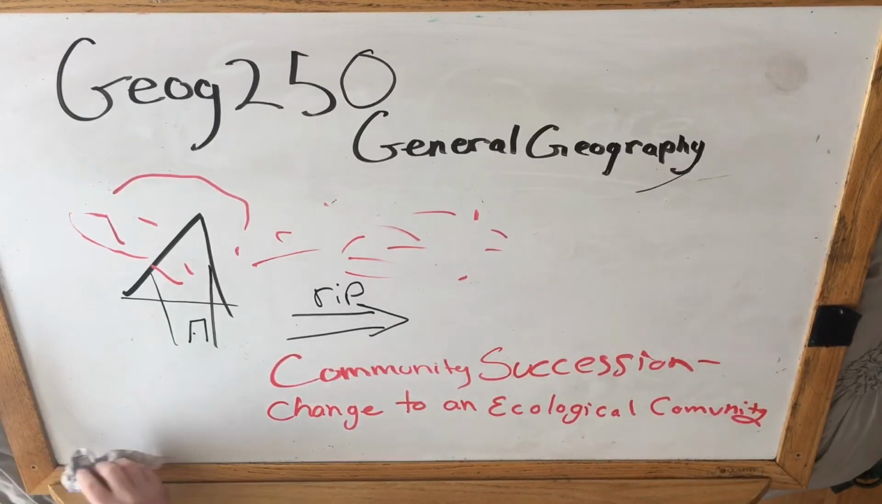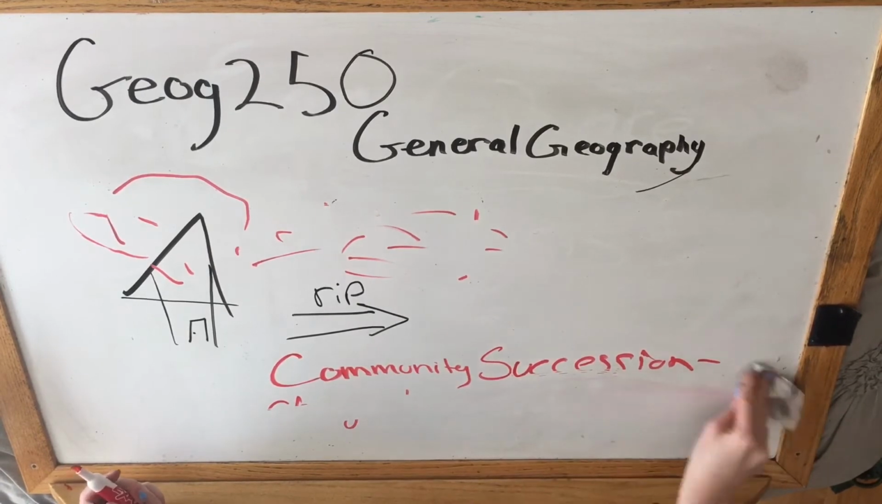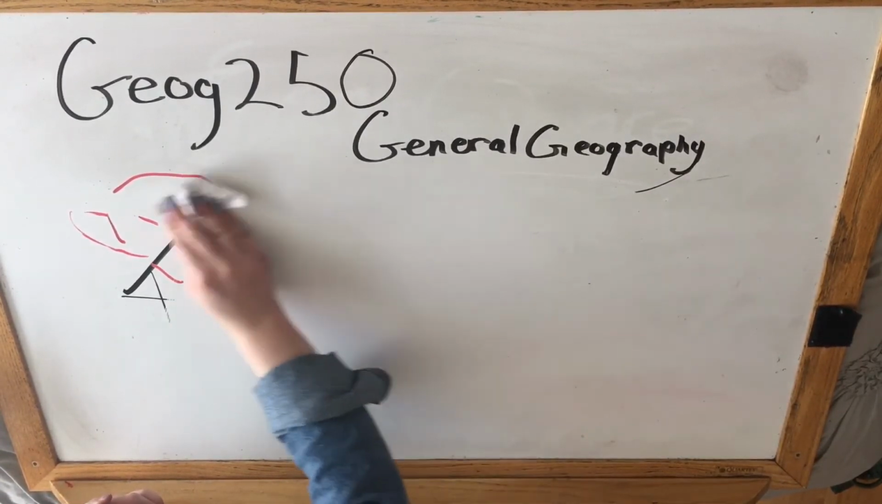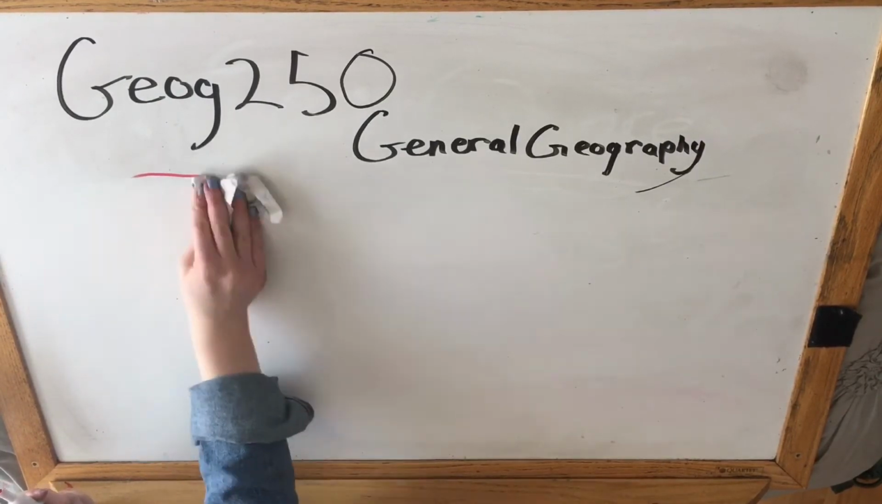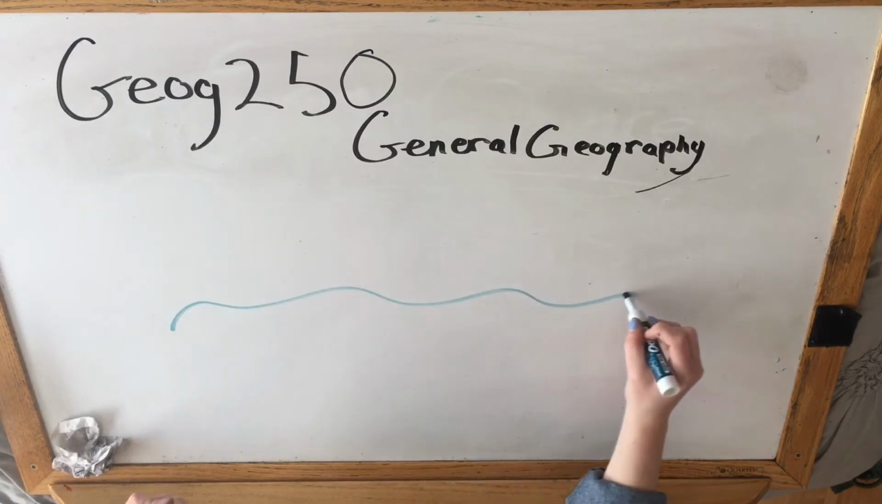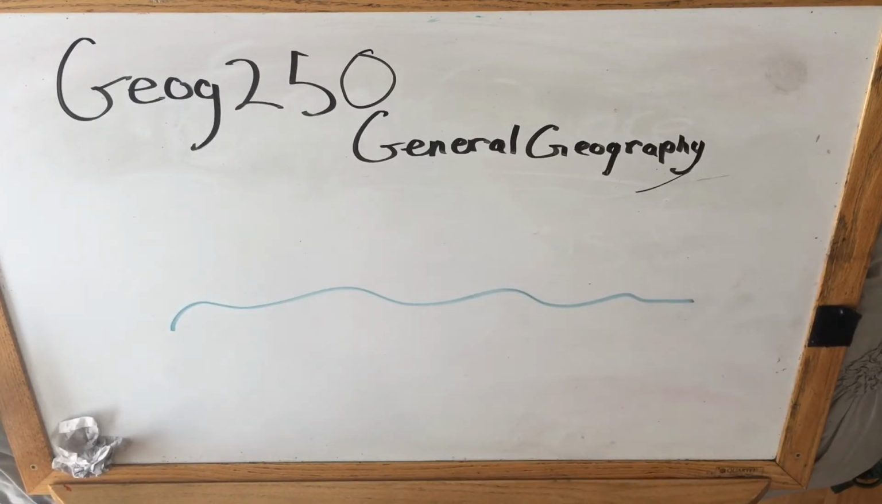Change to an ecological community. Next, we're going to be talking about biodiversity. This is essentially what it sounds like. You've got the diversity of biology. So an example of this would be like an ocean. So let me get my blue here. So you have an ocean. This is the variety of wildlife or plants in a particular habitat or ecosystem.